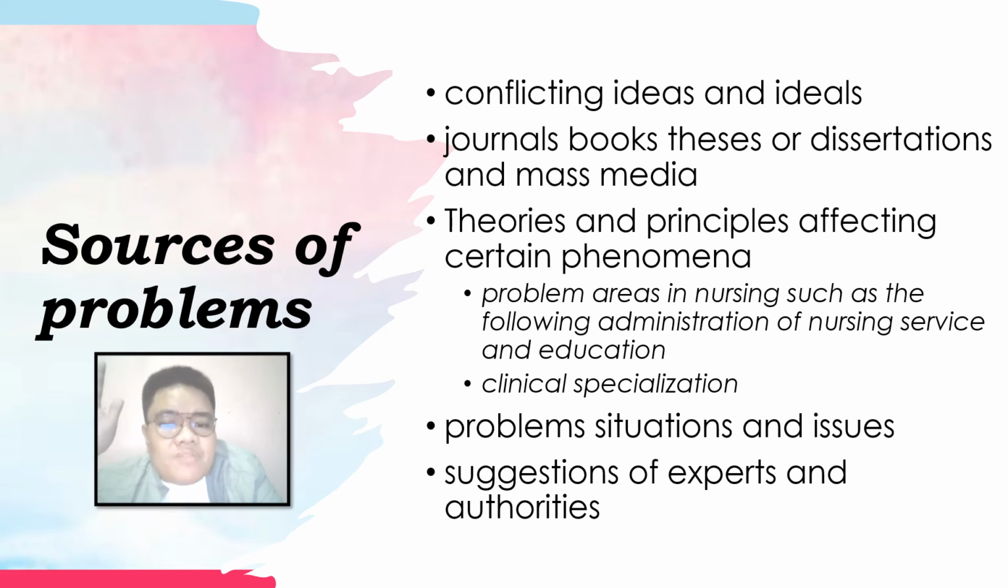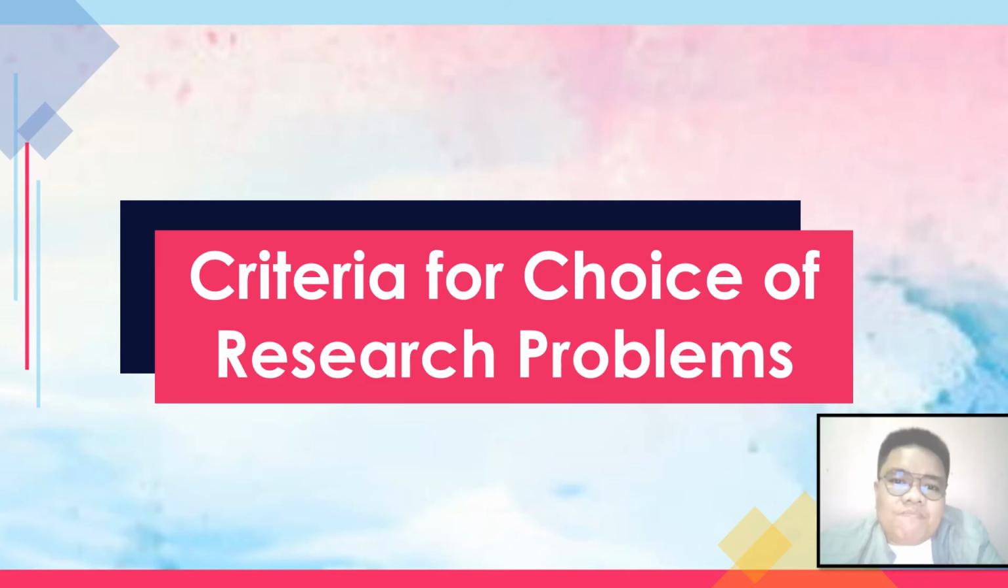Then problem, situation, and issues, and then suggestions of experts and authorities. Oftentimes your experts and authorities, because of their experience, could easily identify the problem. And they could be a good source because they are experts in their field. They are able to know what is and what should be. They're able to know what is already existent in terms of their literature in their specific research, and they're able to discern if it needs study or not. These are some areas of consideration for your sources of problem.